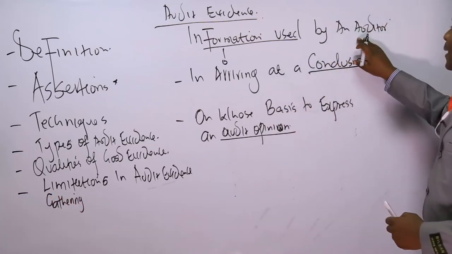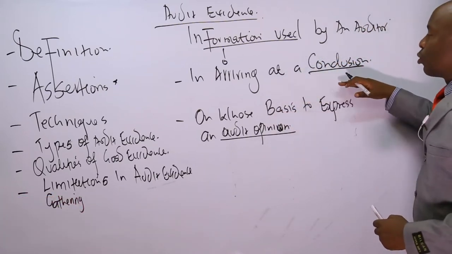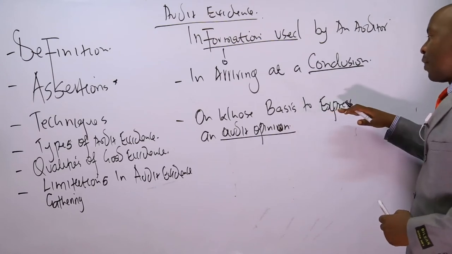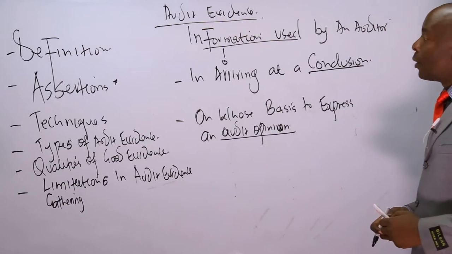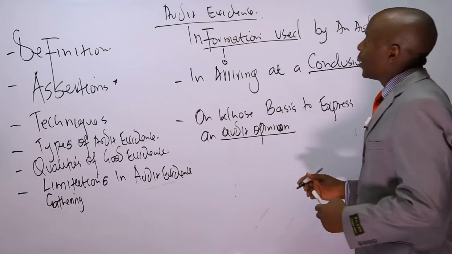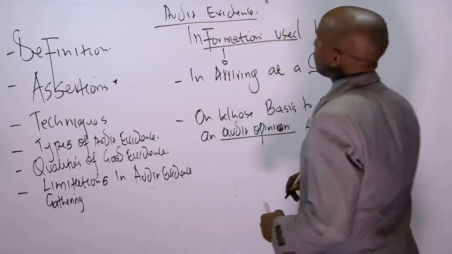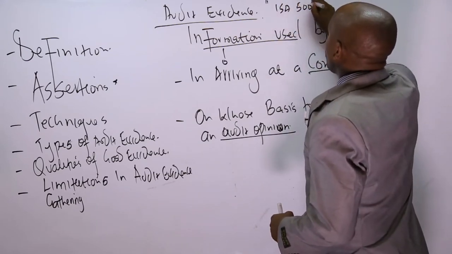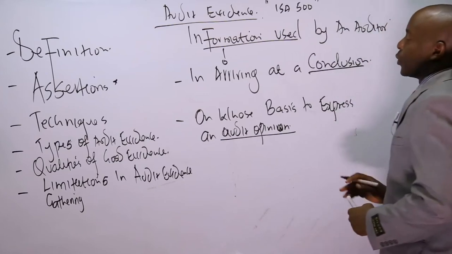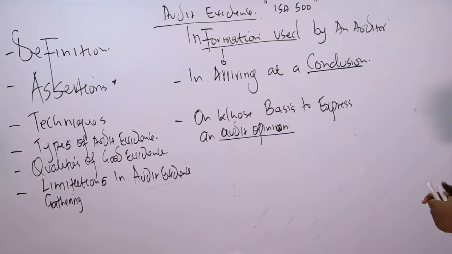Information collected by an auditor in arriving at a conclusion on whose basis the auditor expresses an audit opinion. That's another definition. That's the whole definition concerning that. If you wish, the authoritative standard we are using is ISA 500, and there you can find that definition clearly explained and elaborated.